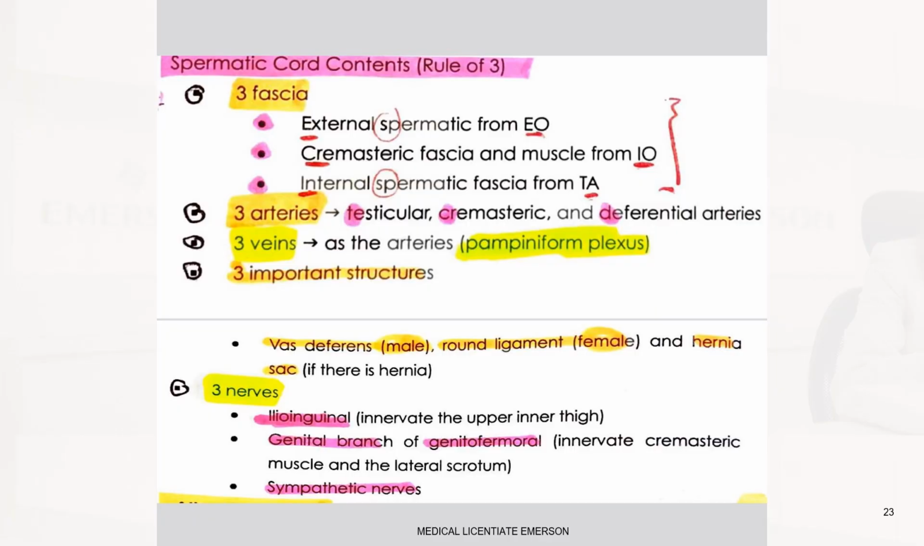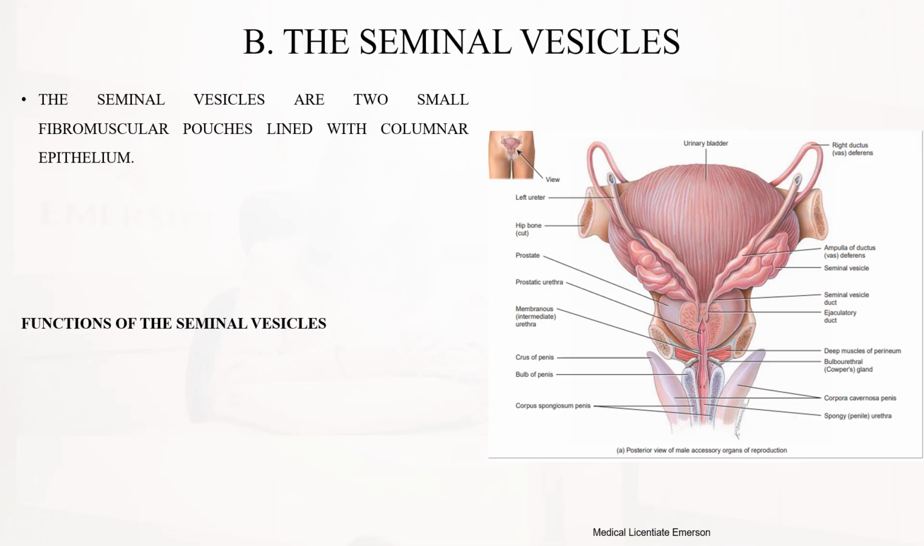This is also another picture to show you the three fasciae, three arteries, three veins, and three nerves. And of course, I haven't added any mnemonic for the other structures, but just know that there's a vas deferens in males, a round ligament in females, and if there is a hernia, you can even have a hernia sac. And of course, don't forget the lymphatics as one of the structures found inside the spermatic cord.